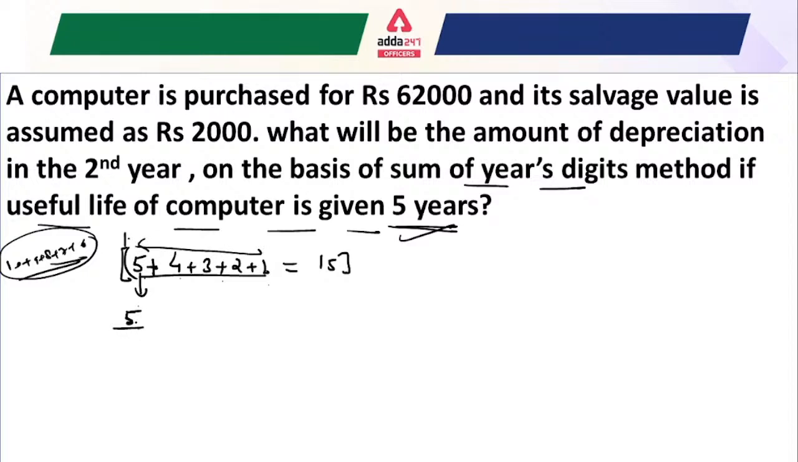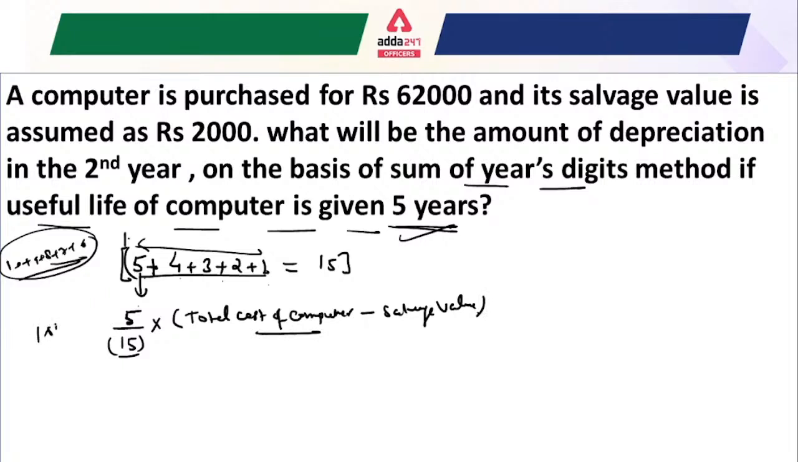Okay, that's why we are using the term 5, divided by 15, which is the total sum of the years. So 5 by 15, multiplied by the total cost of an asset, whatever asset you purchase. Suppose that is the total cost of the computer that is given, minus the salvage value, or residual value. So from here you just solve the calculation of the first year depreciation.